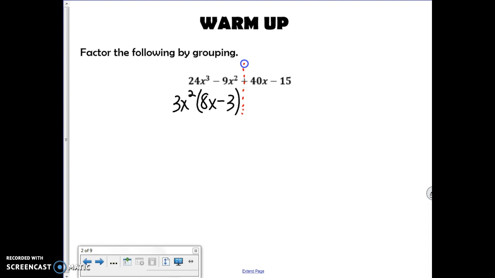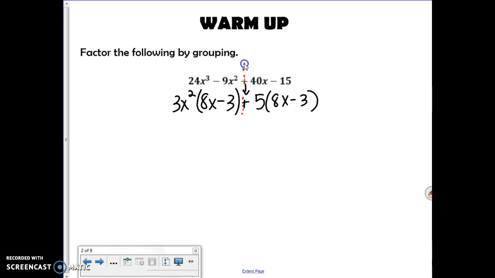Excellent. So then, remember to carry down the sign, I'm going to find the greatest common factor between these last two terms. And hopefully, after looking at it, you are easily able to see that it is a 5. That 5 is the greatest common factor between those two terms. So if I factor out a 5, you are left with 8x minus 3.